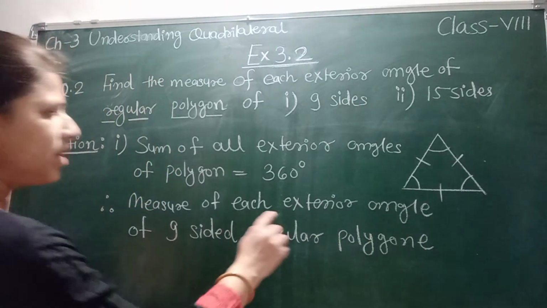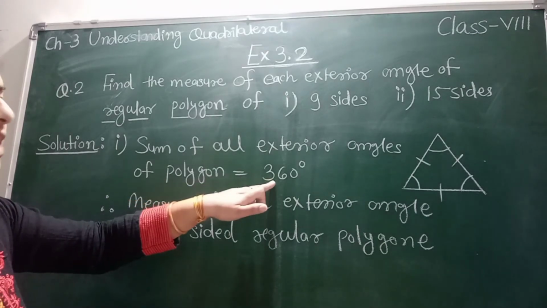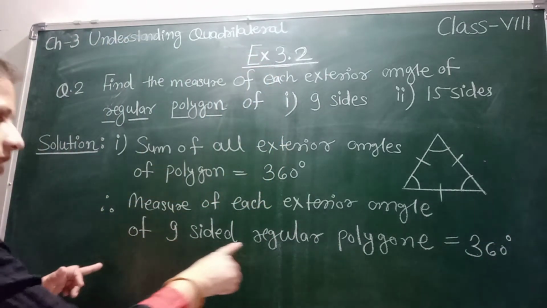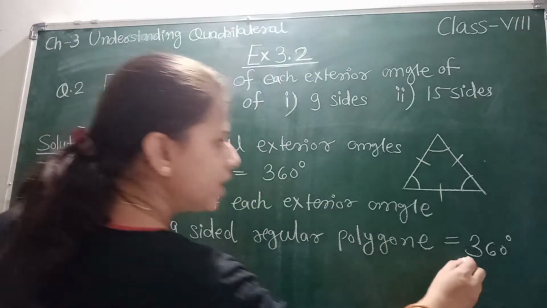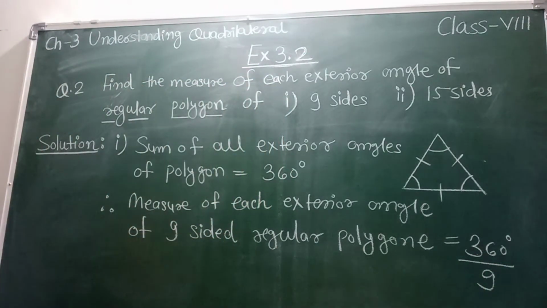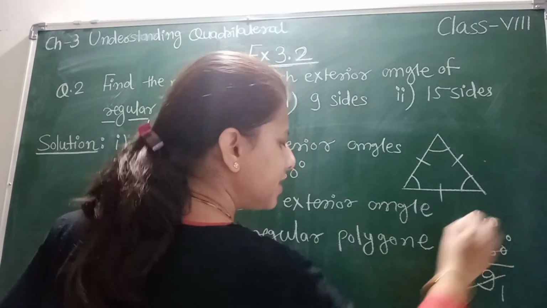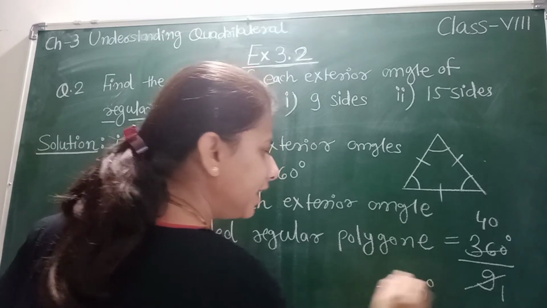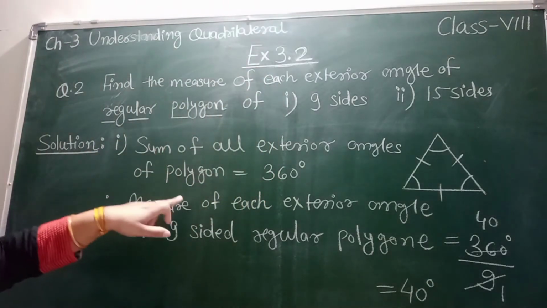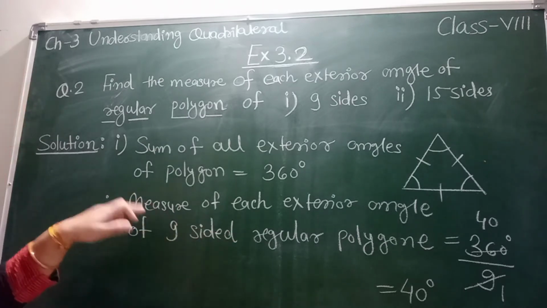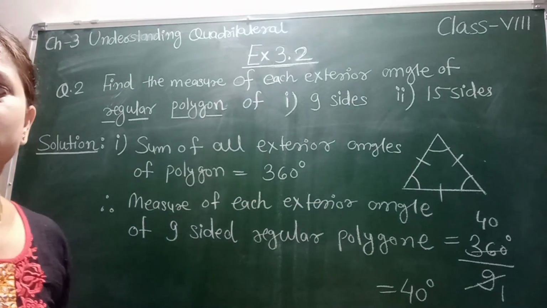How can we find the measure of each exterior angle? Since the sum of all exterior angles is 360 degrees and the number of sides of that polygon is 9, we will divide 360 degrees by 9. What will be the answer, student, if we divide 360 degrees by 9? Obviously, 9 ones are 9, 9 fours are 36. What will we get? We will get 40 degrees. It means for this question, if that regular polygon has 9 sides, the measure of each exterior angle will be equal to 40 degrees.